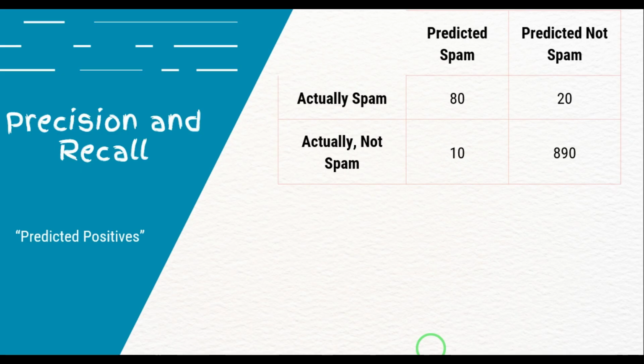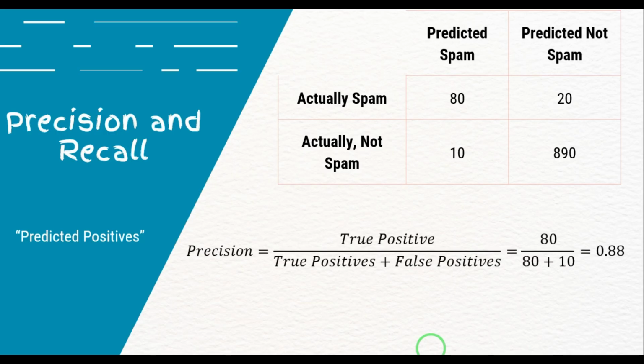For example, if your spam filter marks 90 emails as spam and 80 are actually spam, the precision would be 80 divided by 90, or 88%. We use this metric when we want to minimize false positives, or for this example, false spams, because we don't want to mark important emails as spam, right?